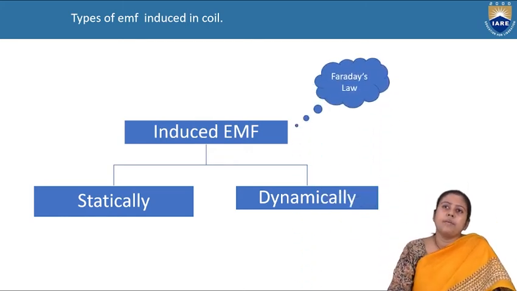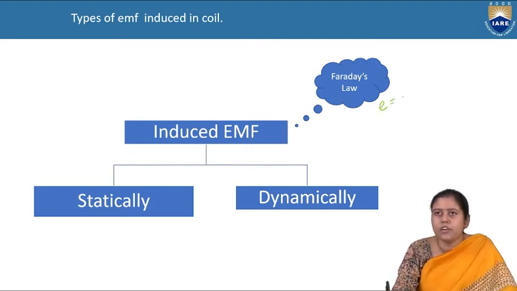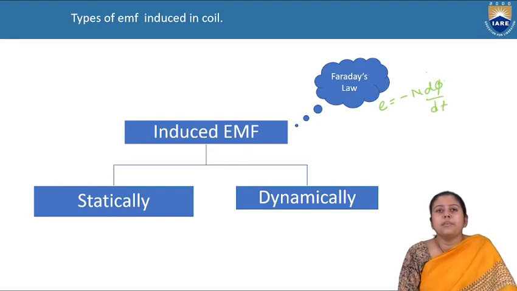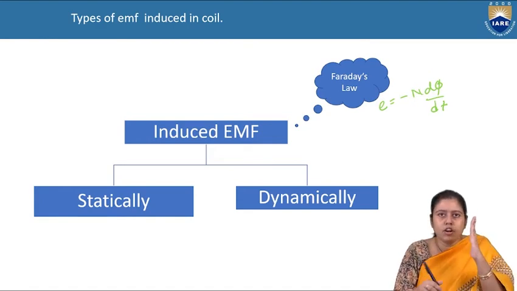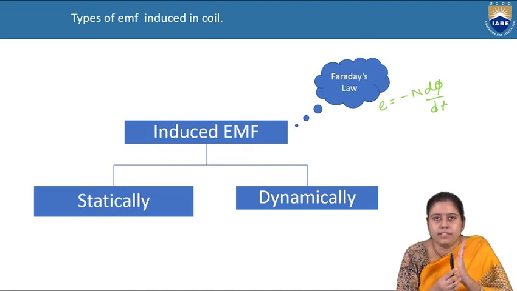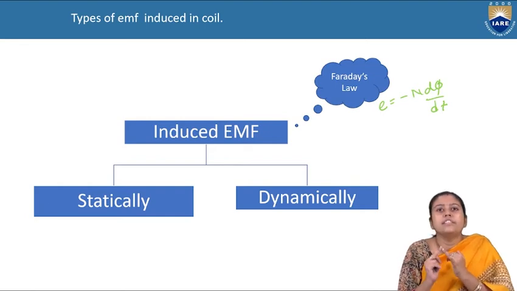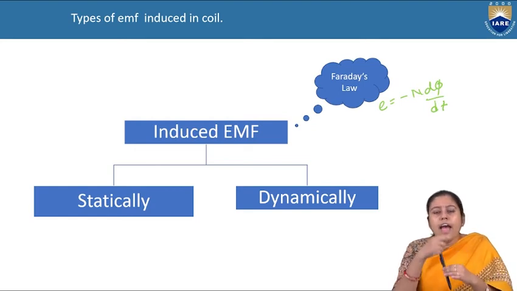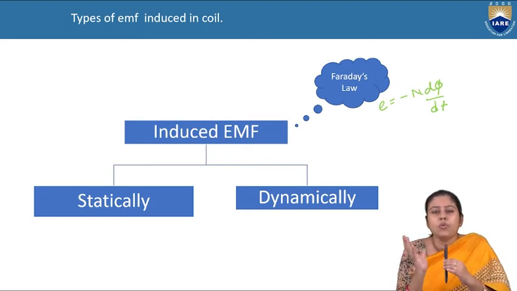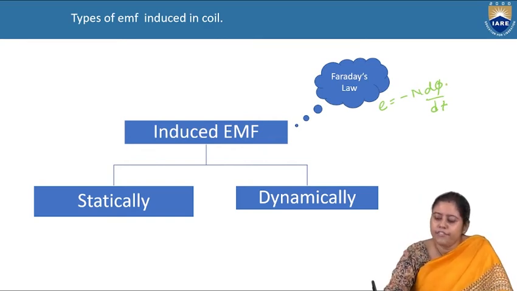So what is the EMF? We got the induced EMF from Faraday's law: E is equal to minus N d phi by dt. Now phi can be changed basically in two ways. In one, we keep the field constant and change the coils. This is the basic principle of any motor, generator, or electrical machine. We keep the flux constant and move the rotor, which means we are moving the coils. This is one case of changing the flux.